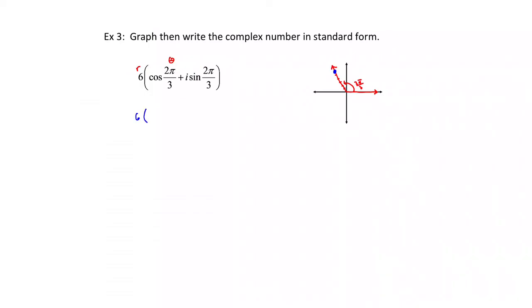So 6 times cosine of 2 pi over 3, remember you are in quadrant 2, and pi over 3 has an ordered pair, just as a reminder here, 1/2, square root of 3 over 2, but since it is in quadrant 2, it is negative. So cosine would be negative 1/2, plus sine would be positive square root of 3 over 2, and don't forget the i. And then you can just distribute the 6 through. So that would be negative 3 plus, the 6 and the 2 would cancel, so that would be plus 3 square roots of 3i.